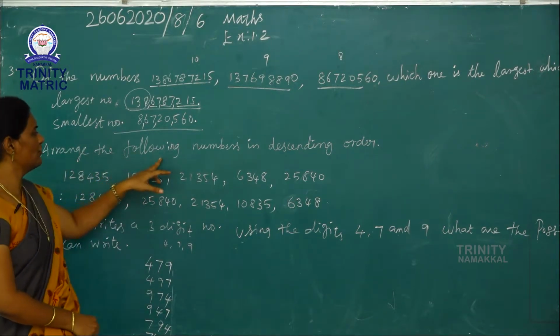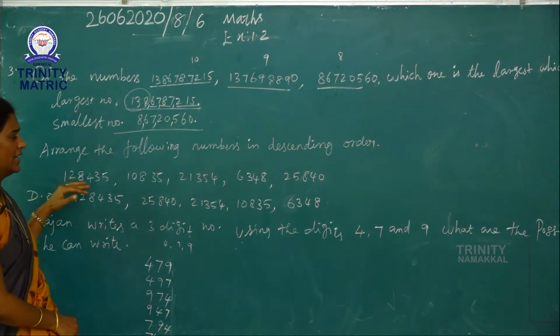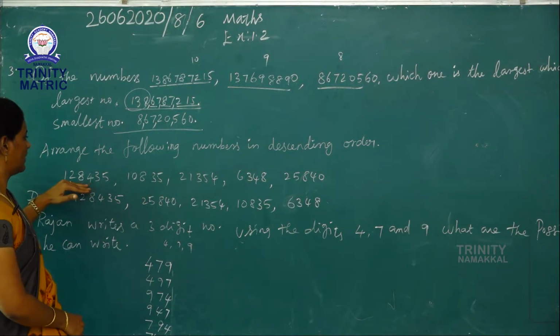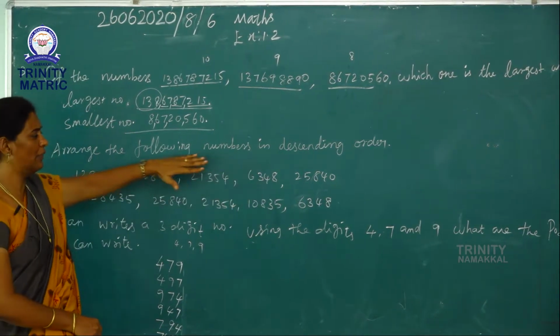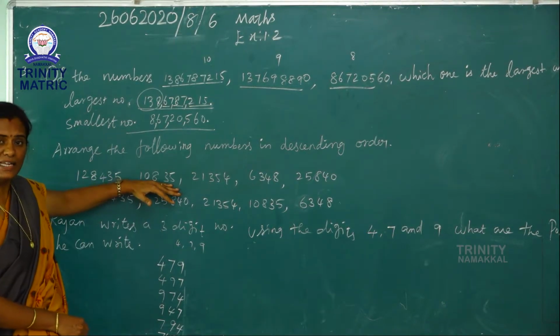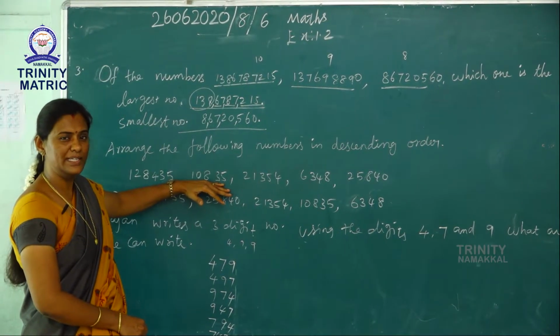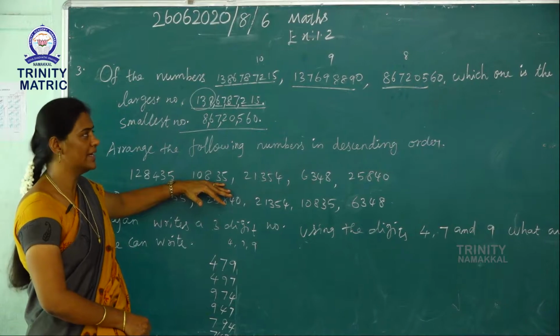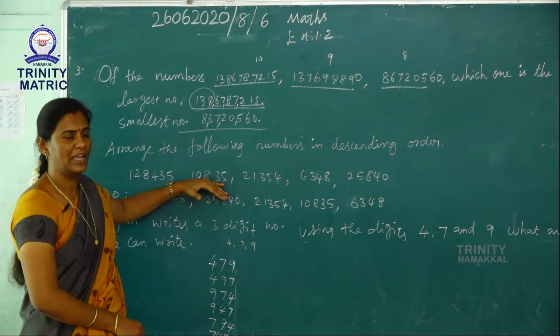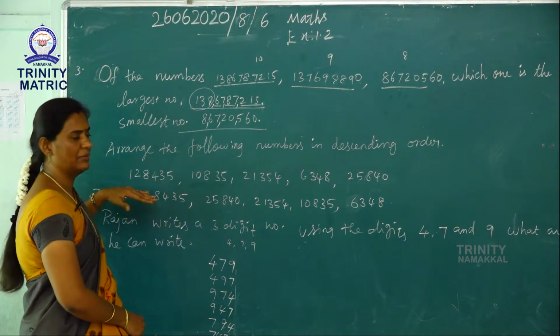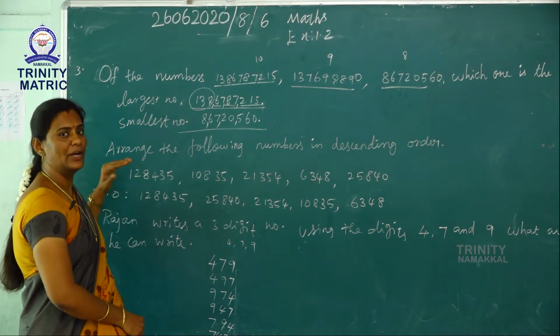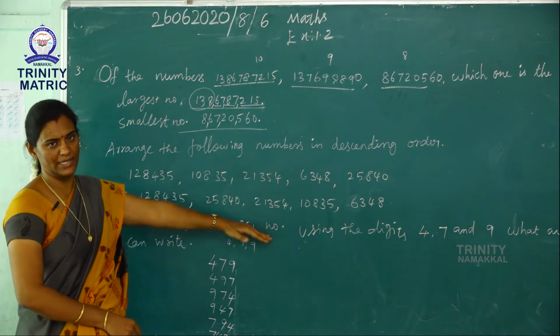Next, arrange the following numbers in descending order. Here 5 numbers are given. Now we arrange these 5 numbers in descending order. What is descending order? Already you studied in 6th standard. Descending order means we write the numbers from greatest to smallest.